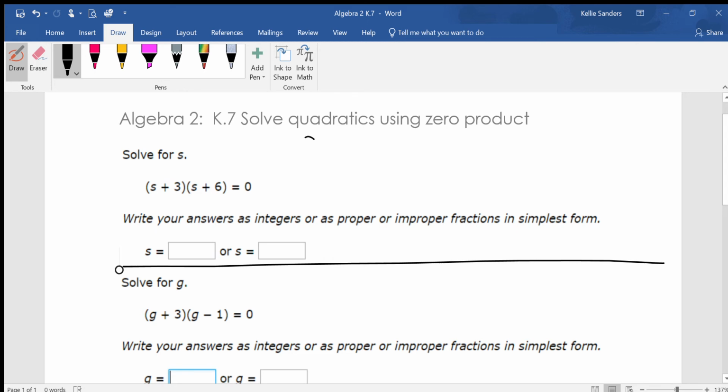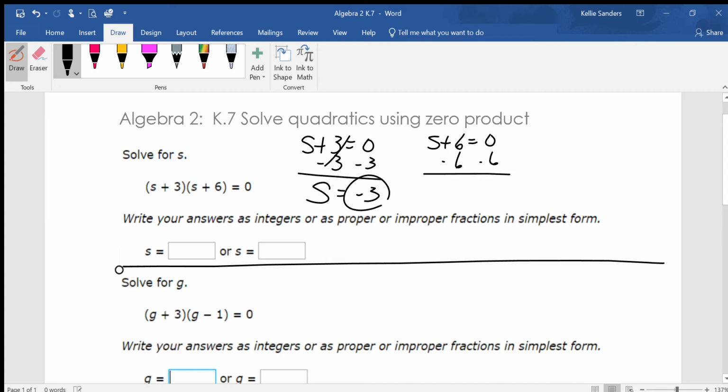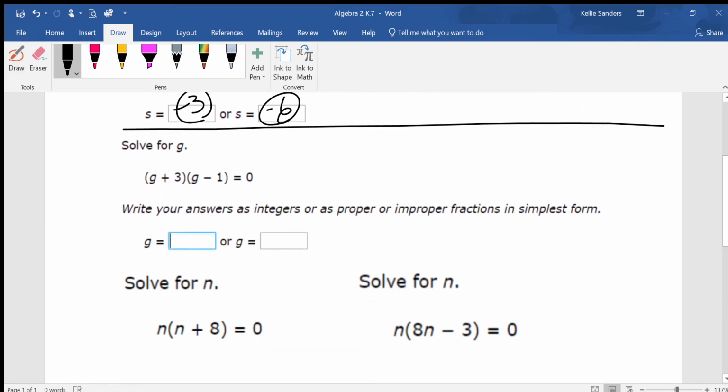So what we're going to do, we're going to figure out what makes each parenthesis equal 0. And that's what we are doing here. So I subtract 3 and I subtract 3. So s equals -3. Subtract 6, subtract 6. S equals -6. So -3 and -6. Yes, it is just the opposites. But the reason I'm setting it up is for whenever it's not going to be that easy. So I'm just going to keep on working it the same way, so you can't forget what I am doing.